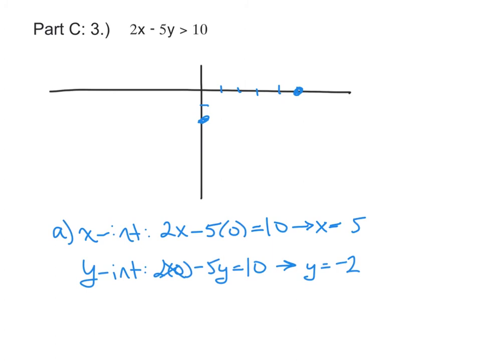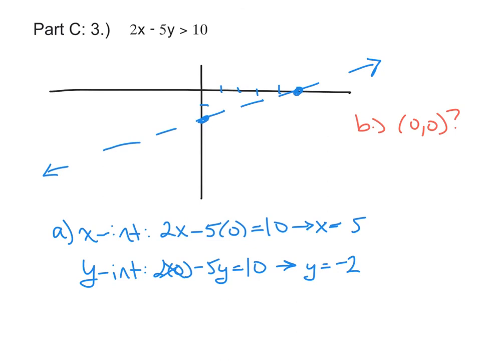Next, we need to figure out, should that line be a solid line or dotted line? Since it's strictly greater than and not greater than or equal to, it's going to be a dotted line. So I'm going to draw my dotted line all the way across the graph, include a couple arrows. And now we have to figure out which side to shade on. So in part B, I ask, is the ordered pair 0, 0 a solution?